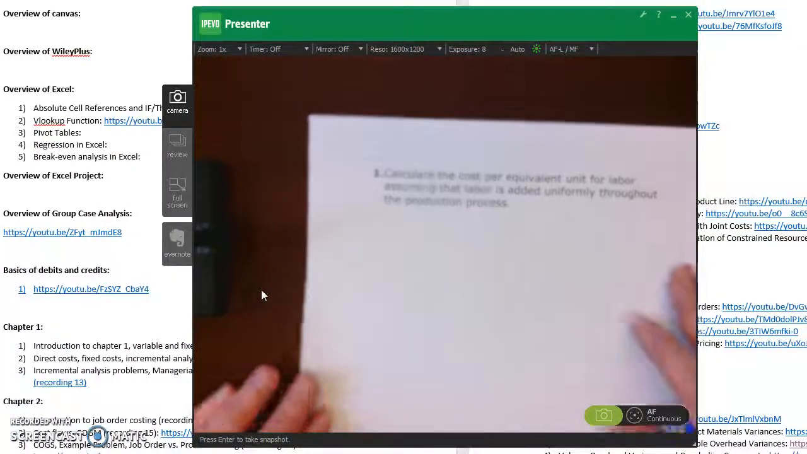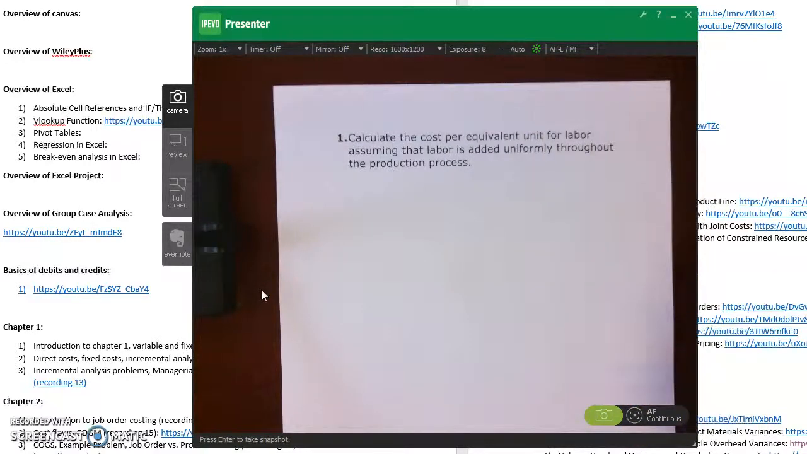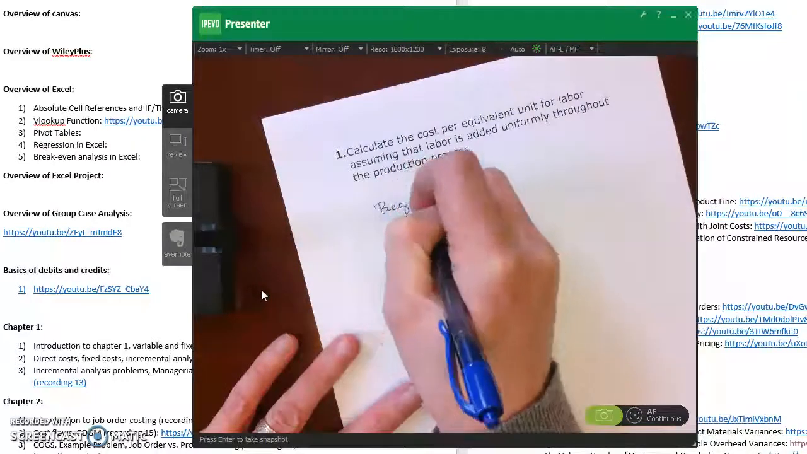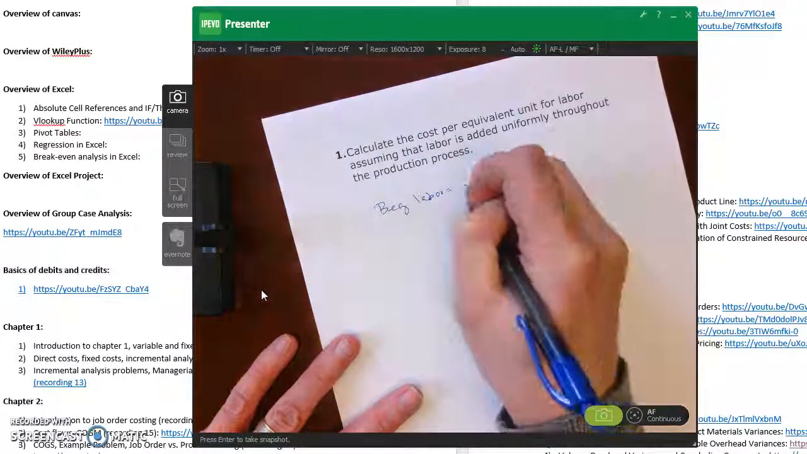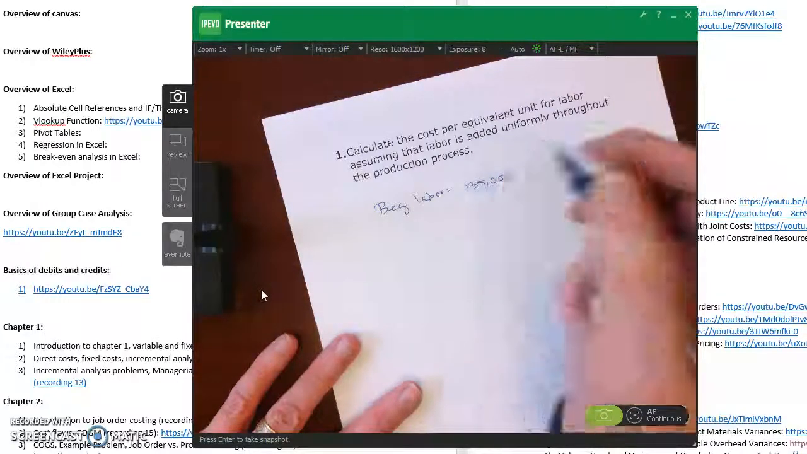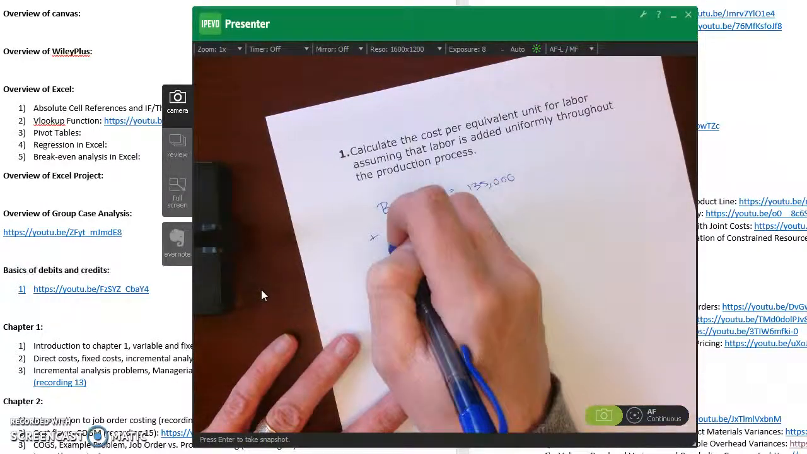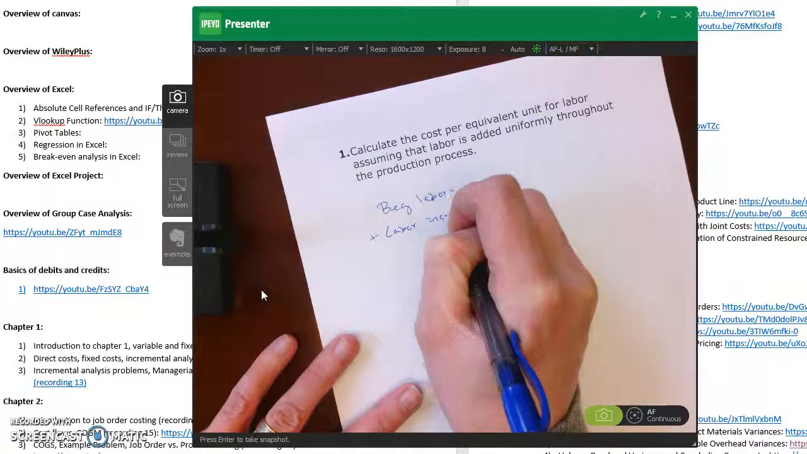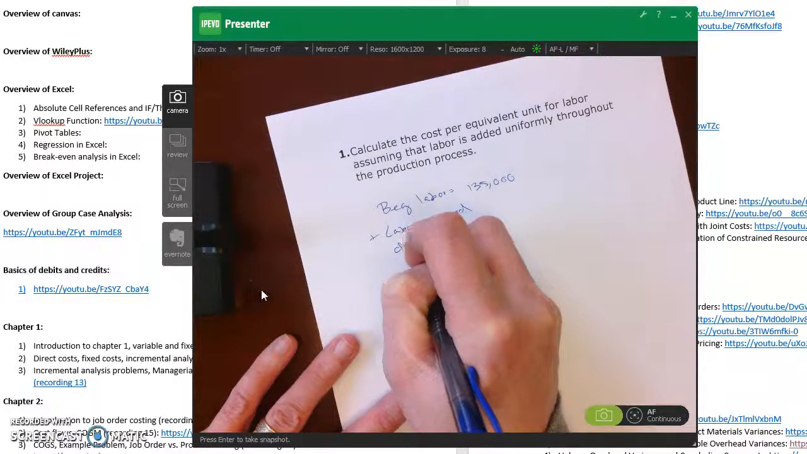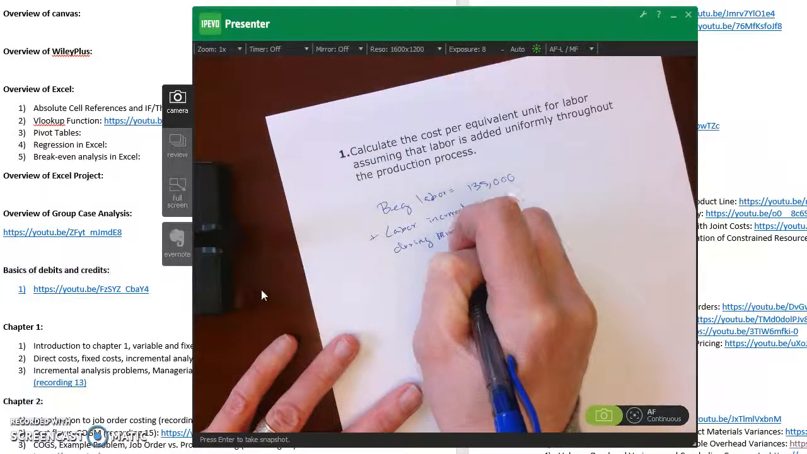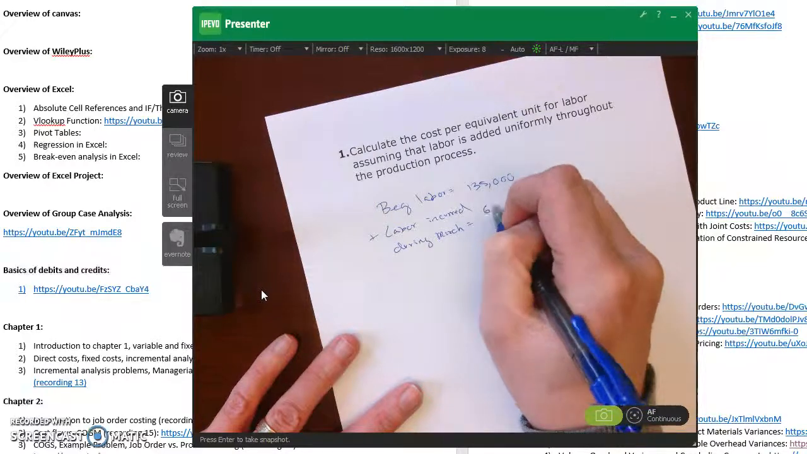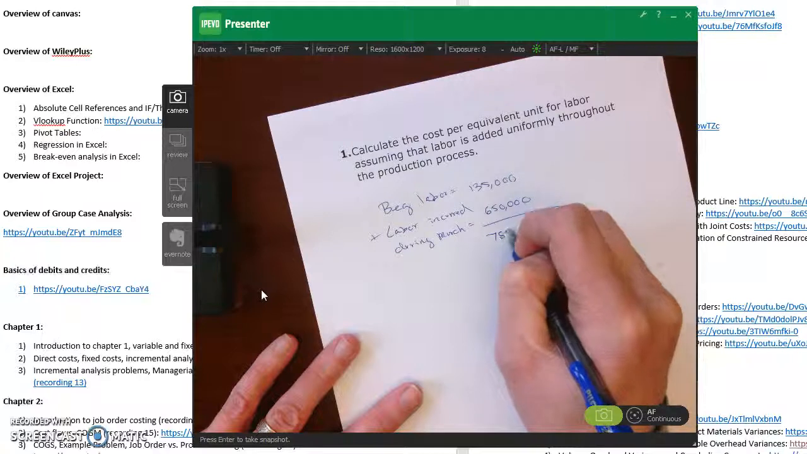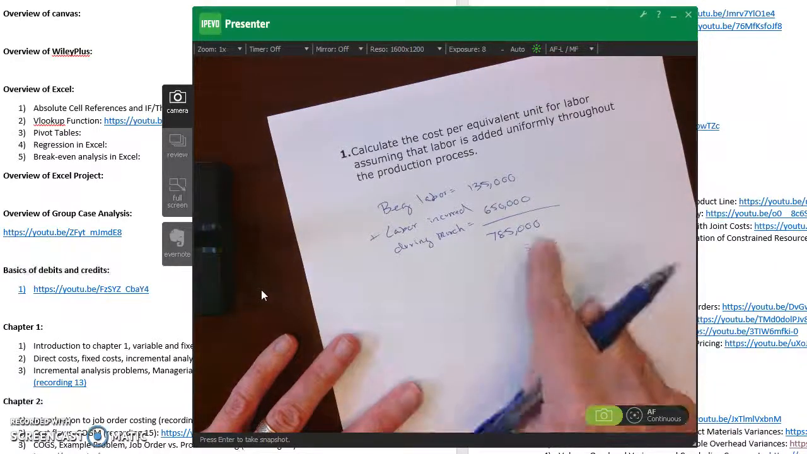So we say we're going to calculate the cost per equivalent unit. Our beginning labor was equal to our 135, and we're just doing it for labor, okay? Plus our labor incurred during March, which was equal to our 650, and then we can add the two, that gives us the 785. Okay, this becomes our numerator.